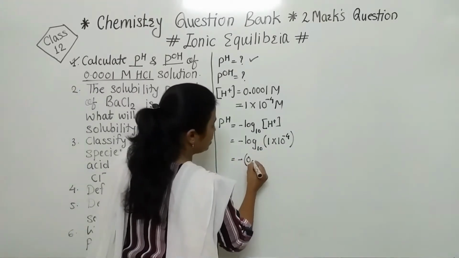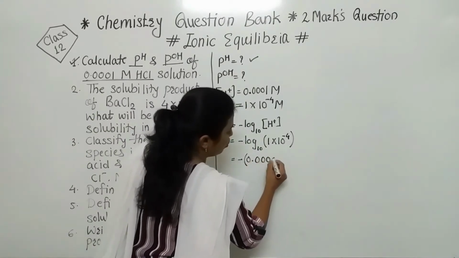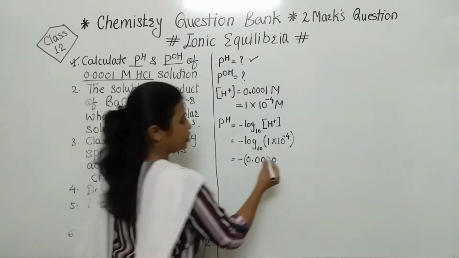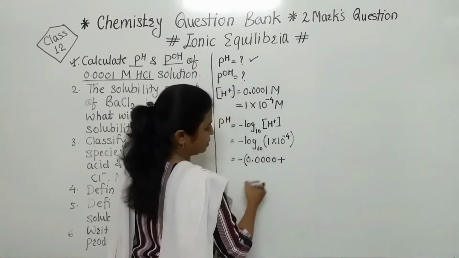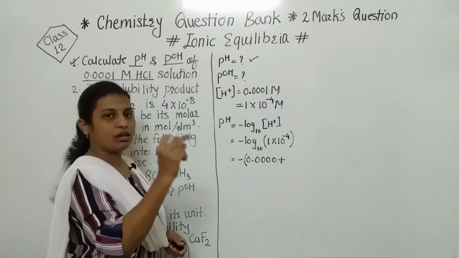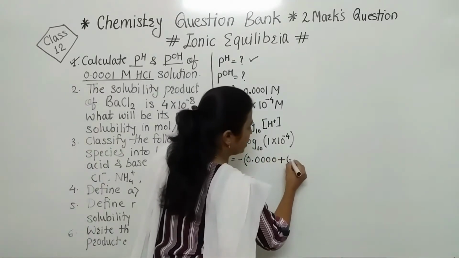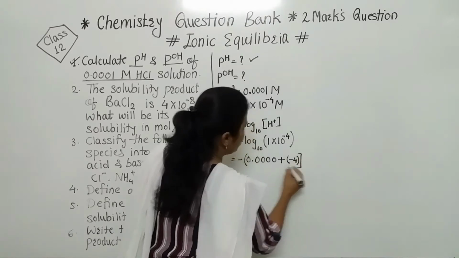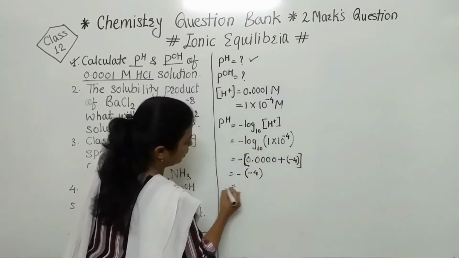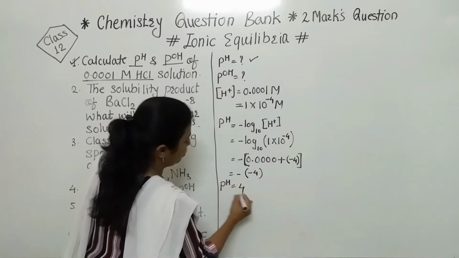0. Here both terms are multiplied to each other, so we have to take the plus, meaning addition. 10 raised to minus 4. Log of 10 raised to minus 4 is always the raised power. That's why it is minus 4. So in this way, minus of minus 4, and finally the pH value will be 4.